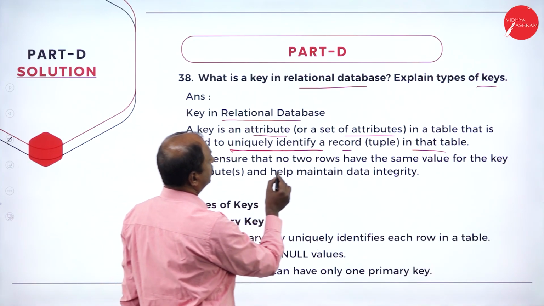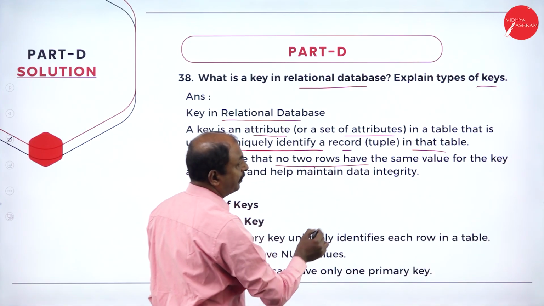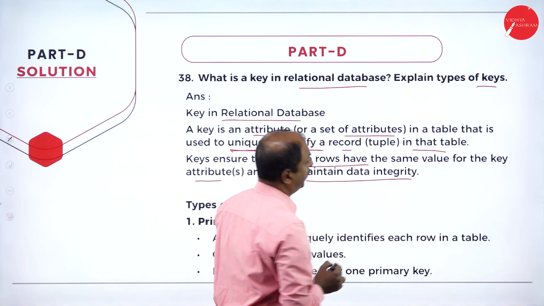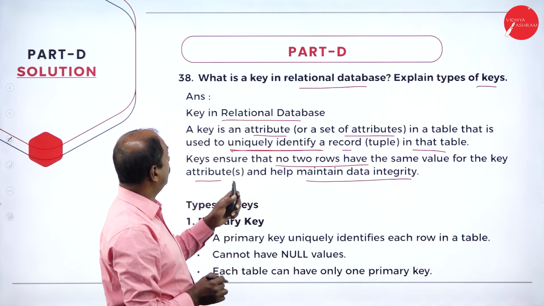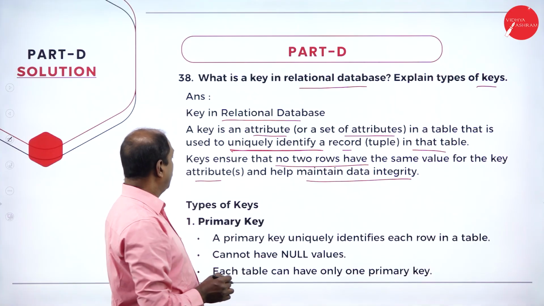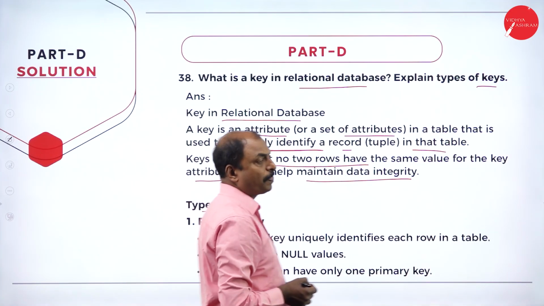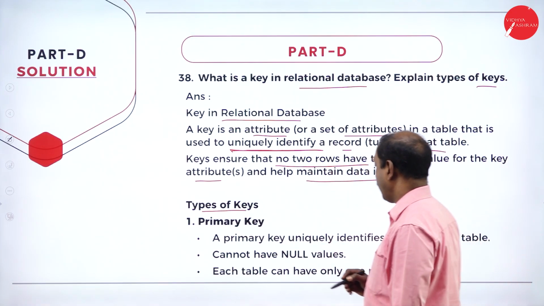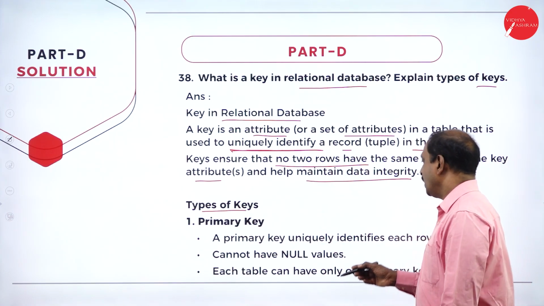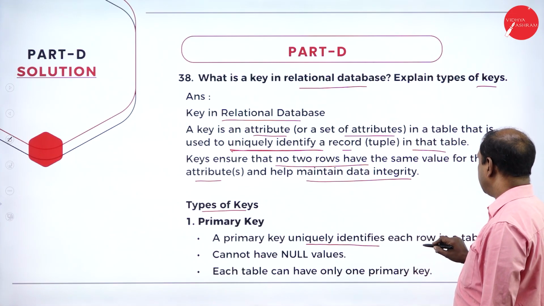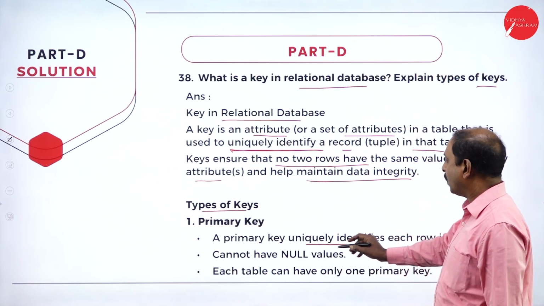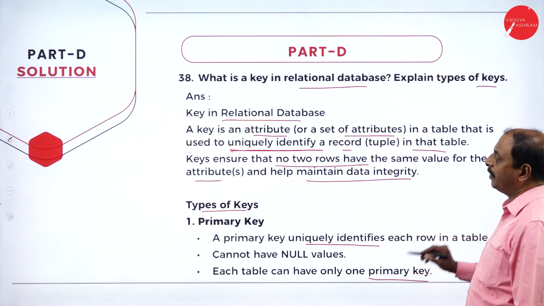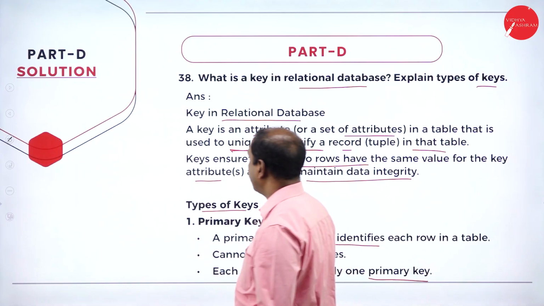And a key ensures that no two rows have the same value for the key attribute and helps maintain data integrity. So this is the definition of keys in an RDBMS. Now, what are the different types of keys? So here we can see the different types of keys. First one is the primary key. What is the definition of a primary key? A primary key uniquely identifies each row in a table and it cannot have null values, and each table can have only one primary key. So this is the definition of primary key.